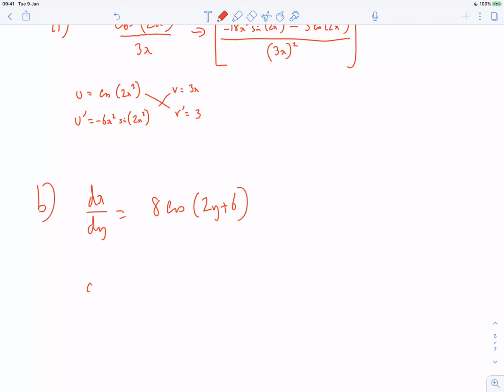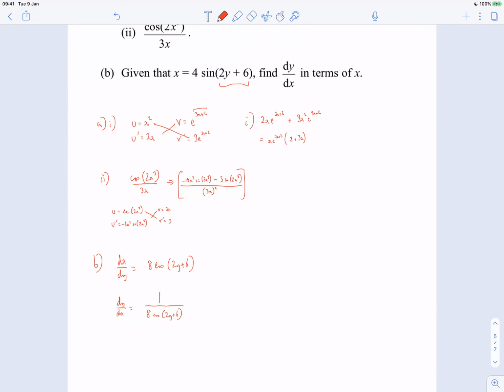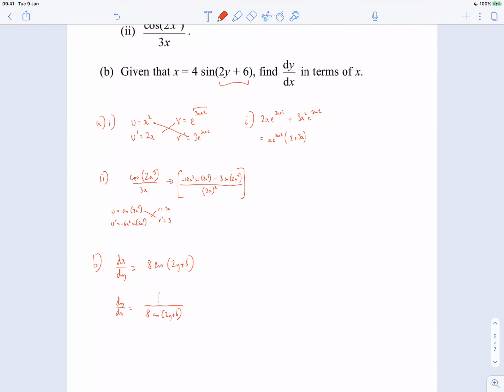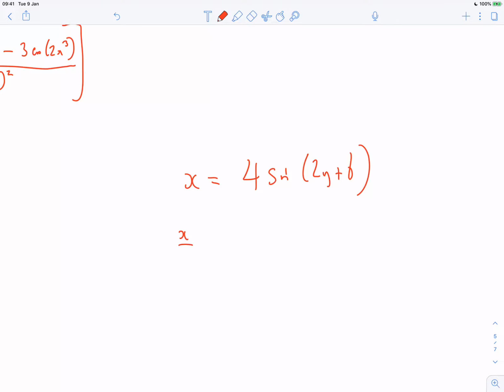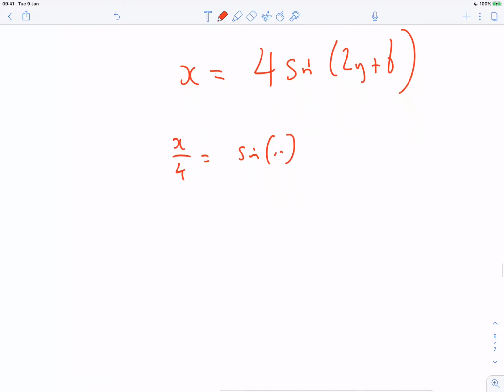If I flip both sides, then dy by dx is going to be 1 over 8 cosine of 2y plus 6. Okay, so actually, not good, because we want it in terms of x. So let's deal with it for a second. If x equals 4 sine of 2y plus 6, then x over 4 equals sine of stuff. I cannot be bothered to keep writing that out. So that means x squared over 16 equals sine squared of stuff.